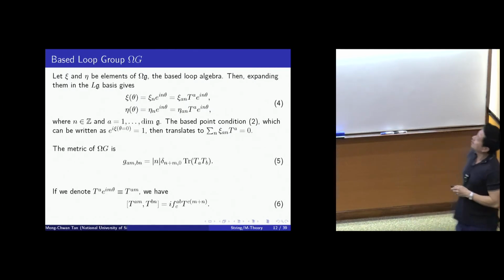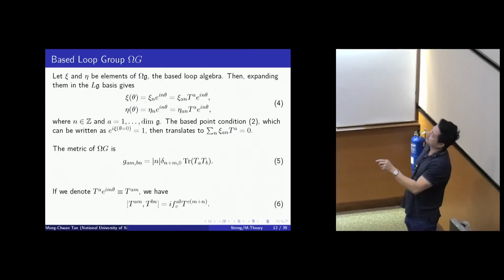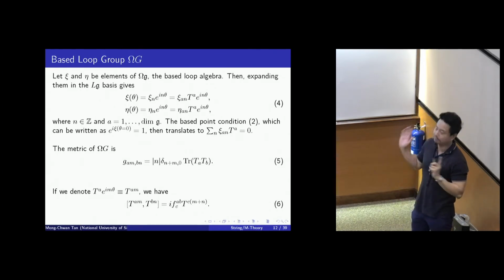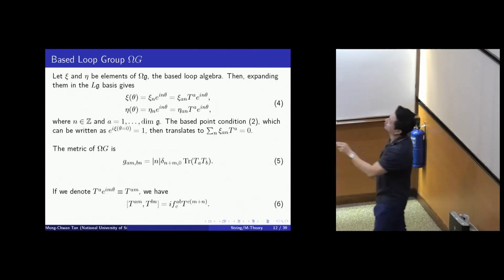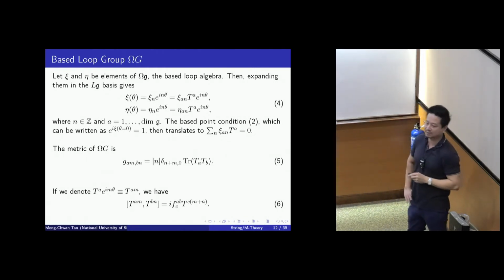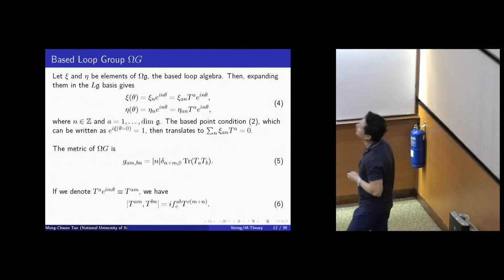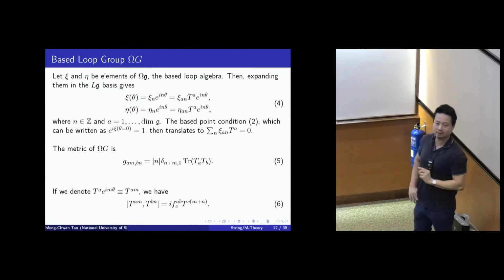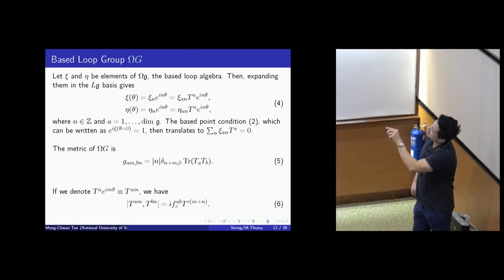Okay, so if you look at elements zeta and eta of the base loop algebra, which we write as this, this is standard textbook stuff from Segal's book. So you can see the generators of the Lie algebra. They're just here. If you remember, this was the S1.